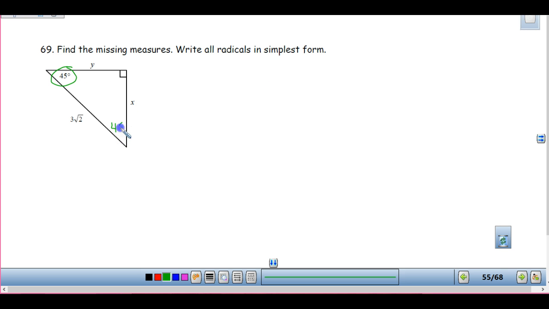Okay, 45, 45, 90 triangle, so 3 square root of 2. So if I'm going to go backwards, they give me the hypotenuse, I want the leg. So if we remember in my 45, 45, 90 triangle, if this is x and this is x, this is going to be x root 2. Okay, so if I'm going to go backwards, I have to get rid of that square root of 2, and both my x and my y are going to be 3.